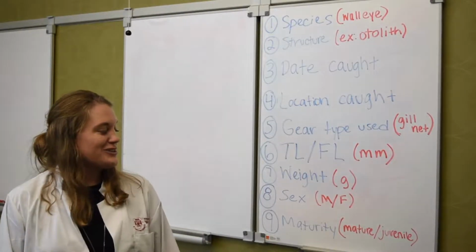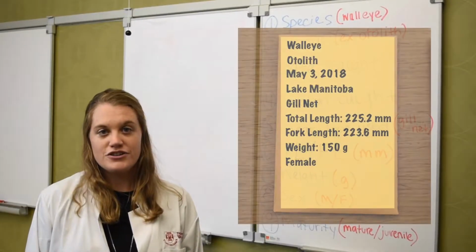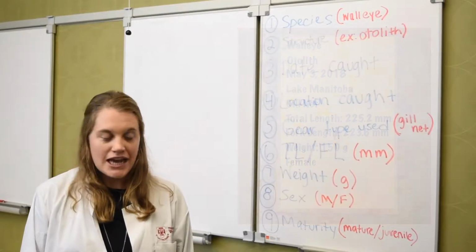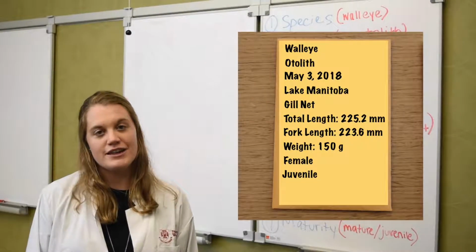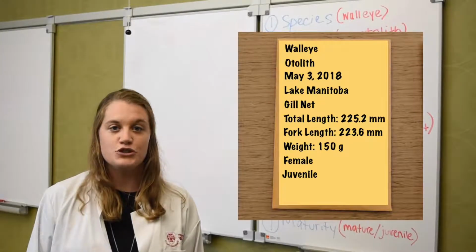The next thing you want to include is the sex of the fish, that being male or female. And the final thing is the maturity of the fish. So that would be either that it's mature and adult or it's juvenile.